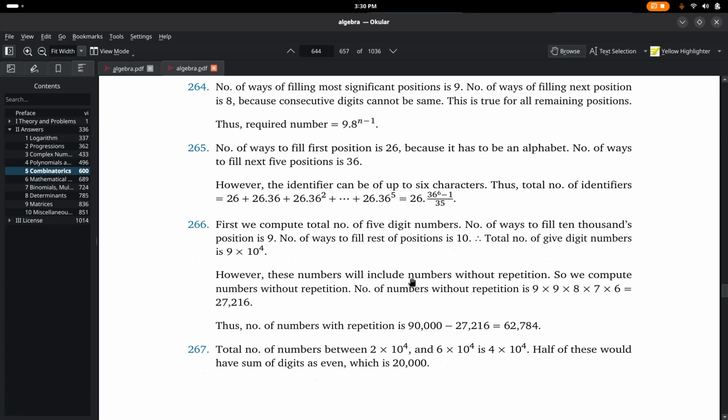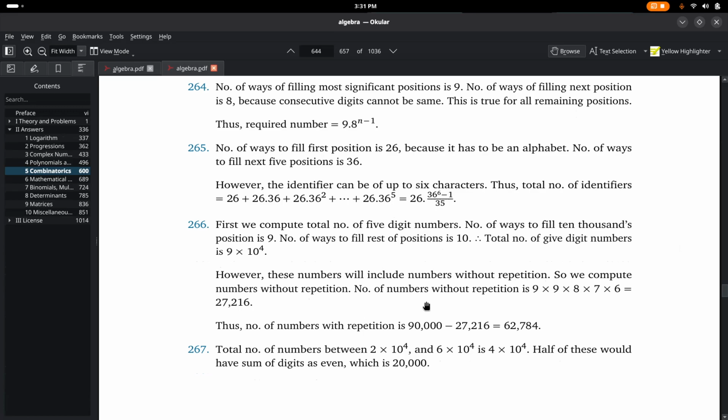However, these numbers will include numbers without repetition. So we compute numbers with repetition. Now, numbers without repetition is, okay, there is something wrong here. This 90,000 is all the numbers we have, so it will also include numbers without repetition.